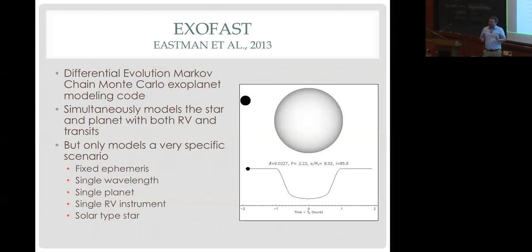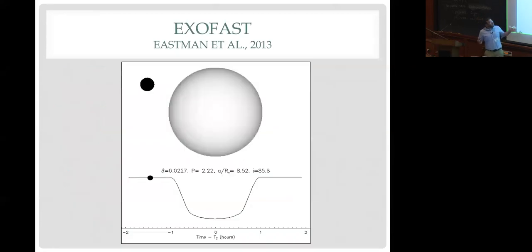And it really only did solar type stars. It was limited to maybe 0.5 solar masses and above if you really pushed it. But in the end, it was a good start, but you really couldn't do many realistic data sets with this. I just want you to have an intuitive feel for the improvement here.